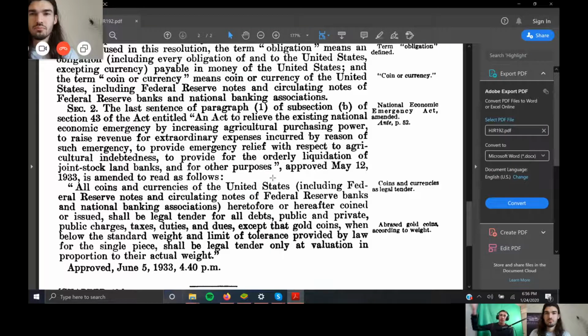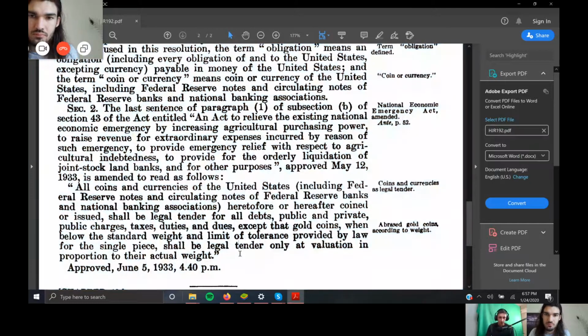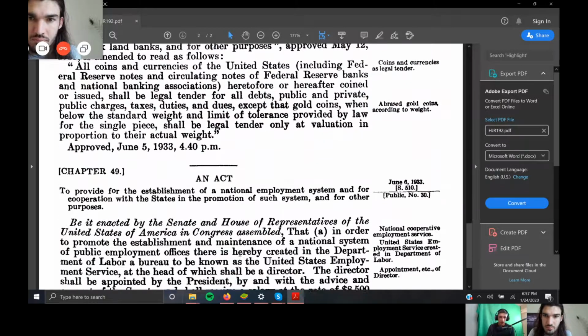So they had, a month ago, created an act to raise the purchasing power of the dollar. Now they're amending it by saying all coins and currencies of the United States, including Federal Reserve notes, heretofore and hereafter coined or issued, shall be legal tender for all debts, public and private, public charges, taxes, duties, and dues, except that gold coins, when below the standard weight and limit of tolerance provided by law for a single piece, shall be legal tender only by valuation in proportion to their actual weight.